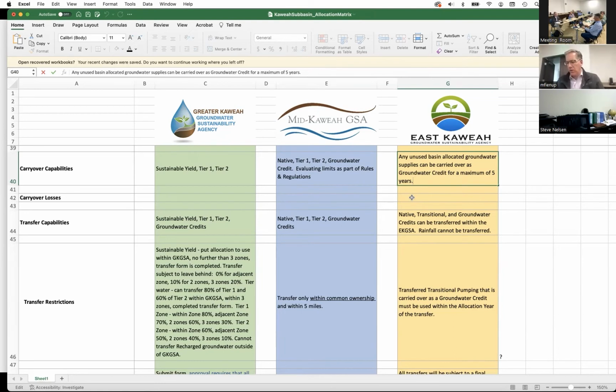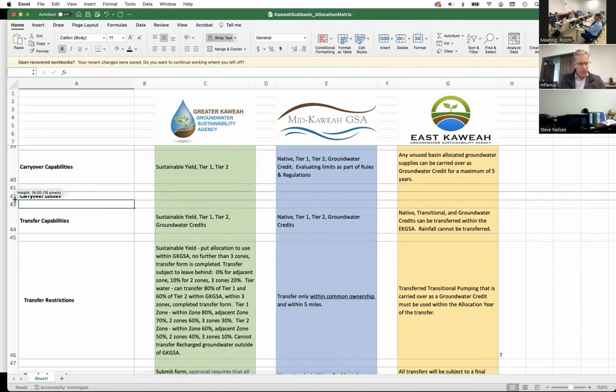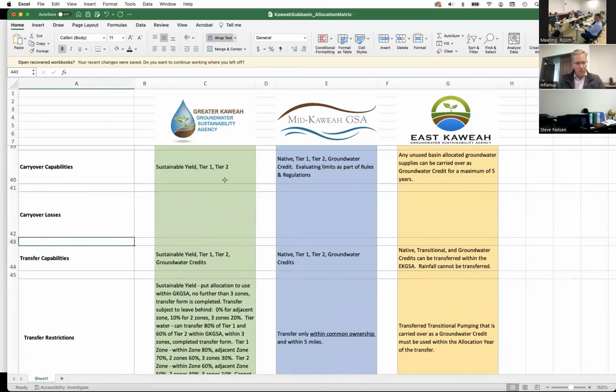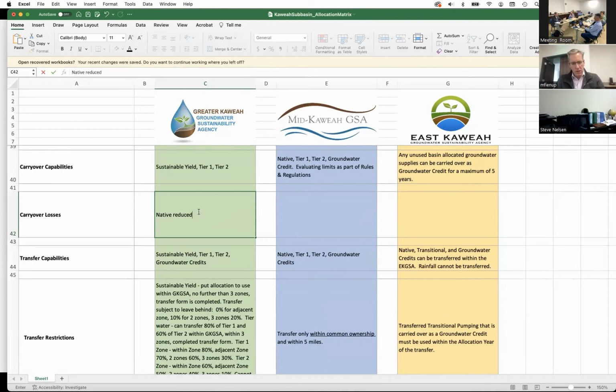Okay, sorry. So Greg, when you were talking earlier about carryover losses, where native yield was reduced 10% one time, that's in the Greater, East, okay. In the East, it's no losses, total of 5 years. There are some different rules around the transfer deal, but as far as the carryover losses for the East Kaweah, there are 0 losses. On the Greater, native is 10% one time after the first year, and then you get to carry it for 5 total. Tier 1 and tier 2 are 10% each year you carry it.